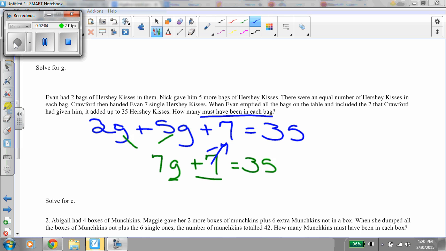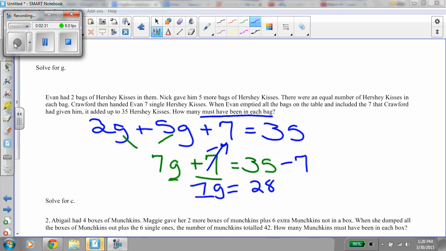But whatever I do on the left side of the equal sign, I must do on the right side. So then I would have 35 minus 7, because that's what I've done on the left side. And then I'm left with 7G equals 35 minus 7, which is 28. Now my next step is I need to isolate the variable still. So I have 7G equals 28.